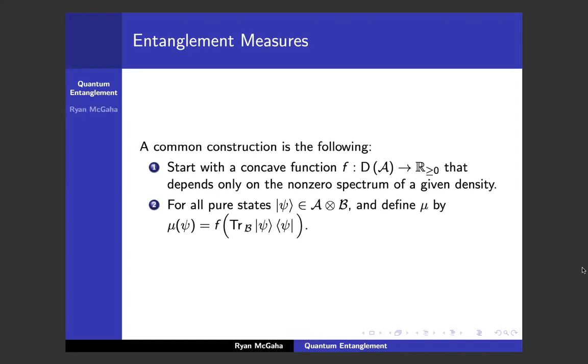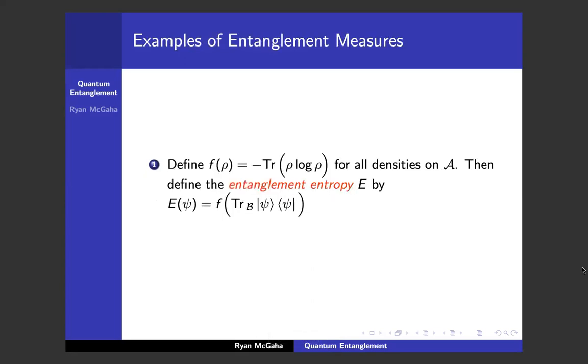What you do then is you define your entanglement measure mu for pure states by saying mu of psi is equal to f of the trace B of |psi><psi|. You could also trace away the A instead, so it doesn't matter which one you choose. I just chose the first one for simplicity here. And when you do that, you end up with an entanglement measure.